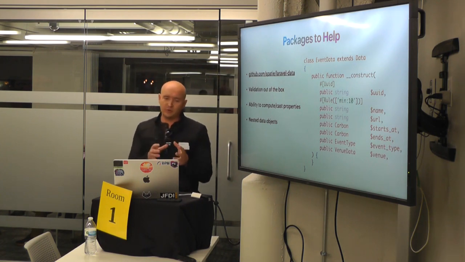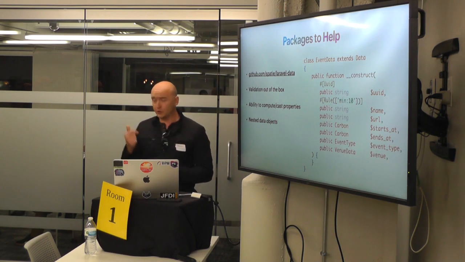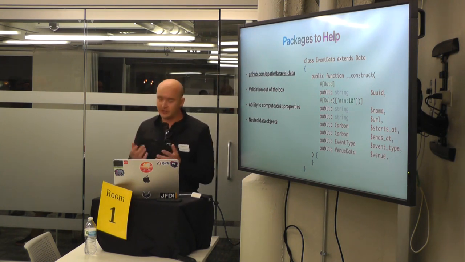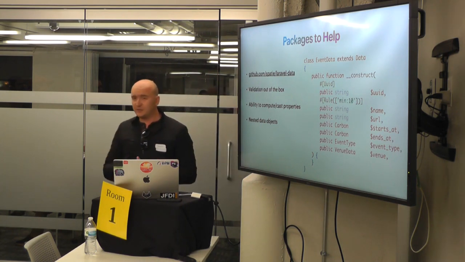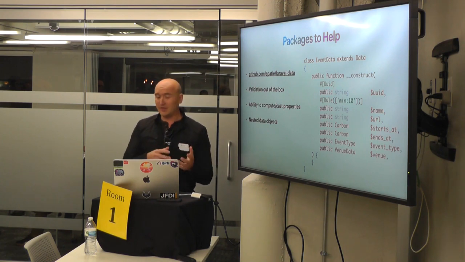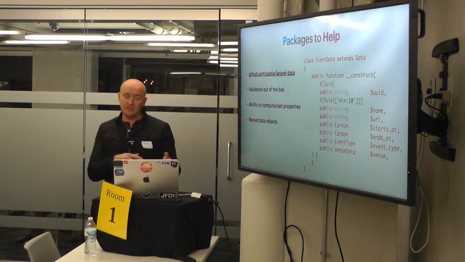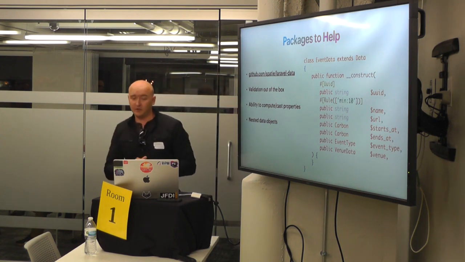So this ensures that once we hydrate this object with some data, we know for sure it's a UUID. It's not just a string. And you can also do this for various object types, not just basic strings and integers. And you can also have nested data objects within themselves. So if you use Laravel, and if you don't, you should check it out. Definitely take a look at this.